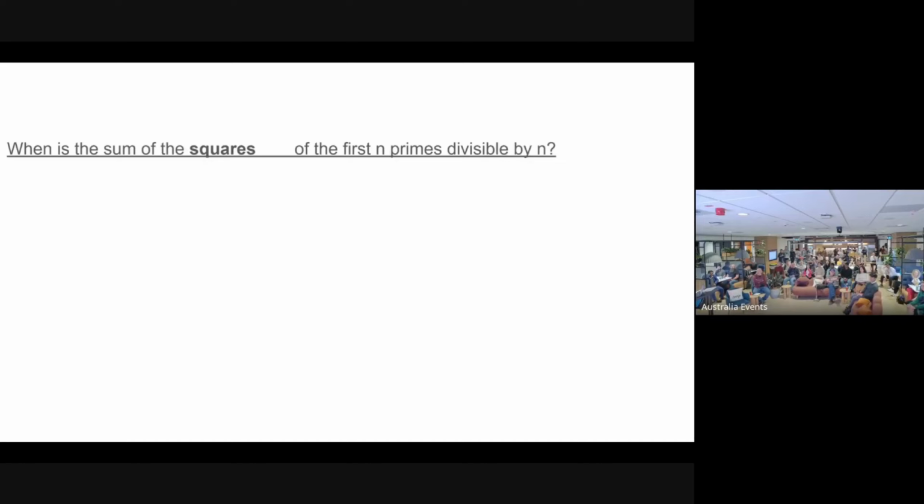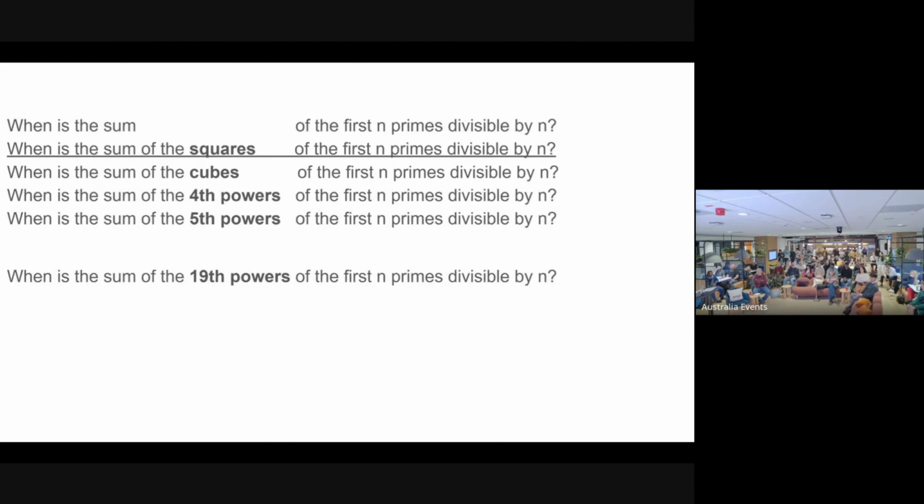But this is the sum of the squares of the first n primes. What about the sum of the cubes of the first n primes? It turns out that's in the OEIS. And so is the sum of the fourth powers, fifth powers, even the sum of the 19th powers, that's in the OEIS. Maybe I could find the next term there. And even the most simple one at the top there, just the sum of the first n primes. That's a nice sort of pure idea, pure sequence. Just add up n primes. Is it divisible by n?